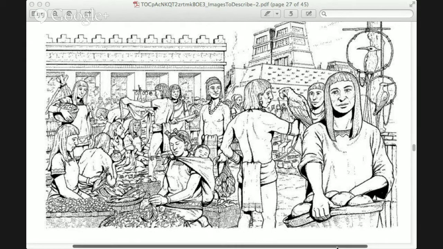Far away. In the distance. Or in the background, near the half pyramid. I saw three men who seem to be soldiers. Back here? Yeah, they're maybe guarding the pyramid. Soldiers, yeah.